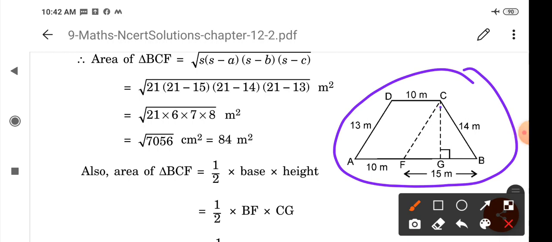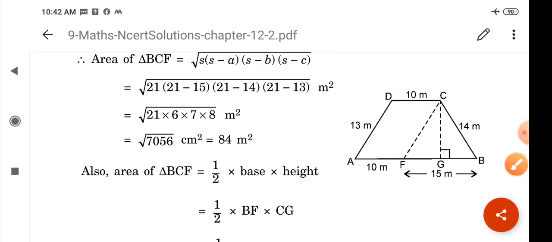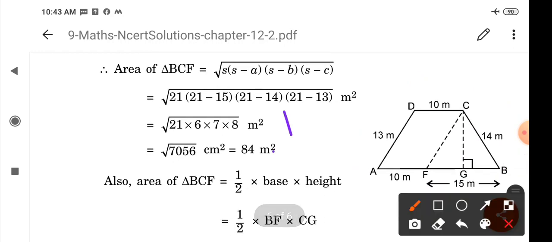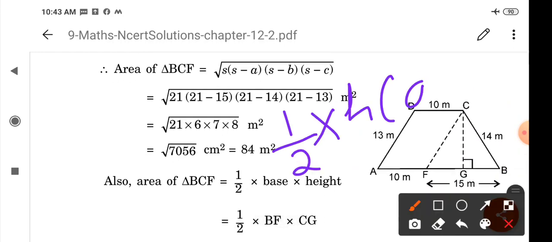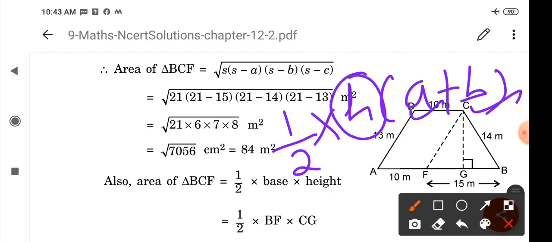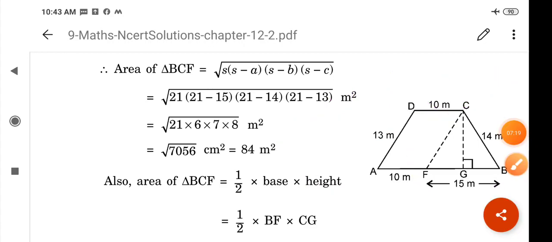Now we have drawn a perpendicular also. If you see this line carefully, this will be perpendicular, or you can say that this is the distance of triangle CFB and the trapezium ABCD also. And for finding the area of the trapezium, you should keep in your mind that the area of the trapezium is 1/2 into height into sum of parallel sides, a plus b. Since we have parallel sides but we do not have the height, we are doing such construction only for getting the height.